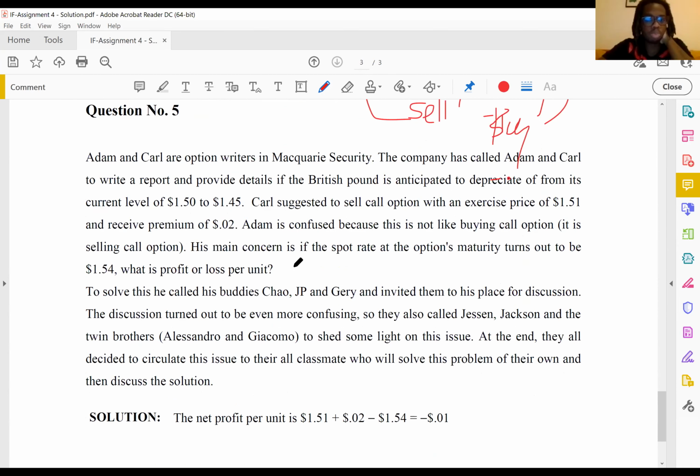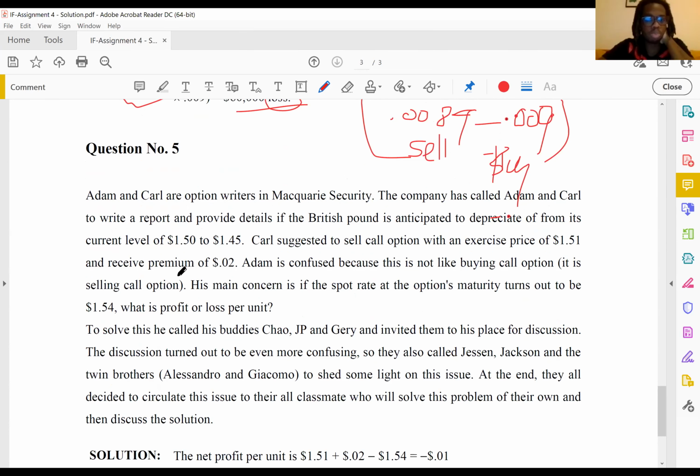So let's just talk about the question 5. So Adam and Carl are option writer. Okay, the company has called these two gentlemen, Adam and Carl, to write a report and provide details if British pound is anticipated to depreciate. So now, whenever you're reading this kind of question, if British pound to depreciate, so those strategies in which you tackle the depreciation should process in your mind. So for depreciation, you sell the forward and you buy put option, right?